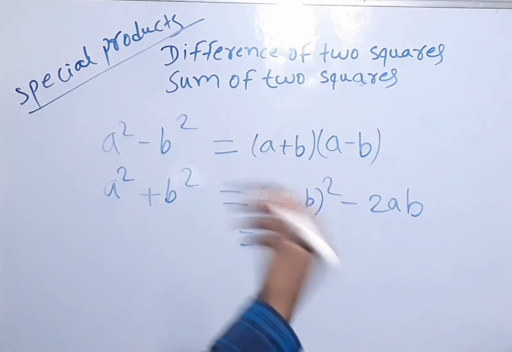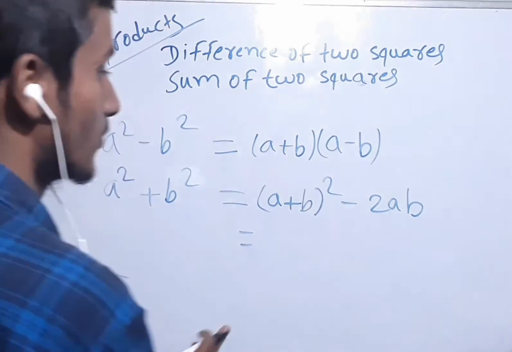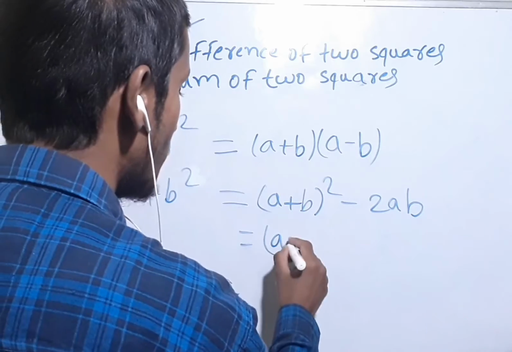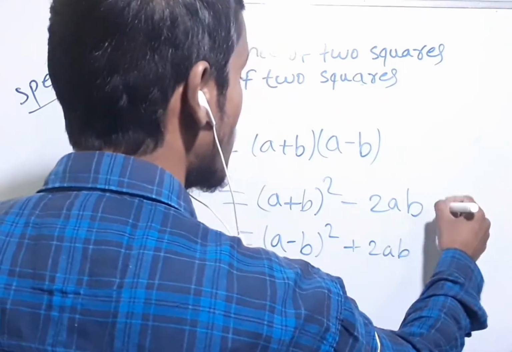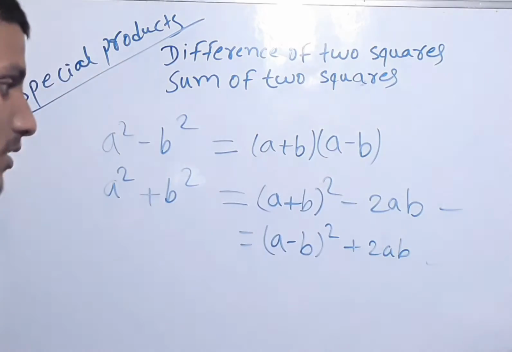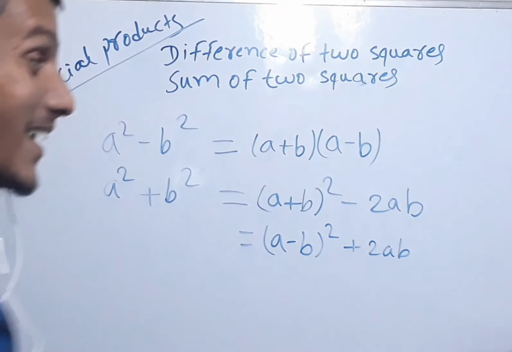You can also write it another way. There is another formula for this, and that is a minus b, the whole squared, plus 2ab. Both expressions, both equations are correct. You can write it either way, as you like and need.